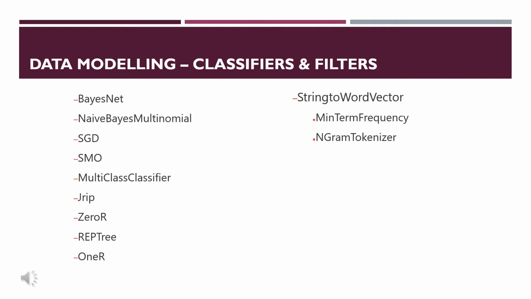To build our models, we used the filtered classifier on various classifiers from different categories, such as bayes, functions, rules, and trees. The only filter we used was string-to-word vector to convert text to numerical values. We also used additional parameters such as minimum term frequency and n-gram tokenizer, which group words together in an attempt to improve the accuracy of our models. We found that the minimum term frequency does not affect the outcome in any way, and hence we will not be showing it in subsequent slides.